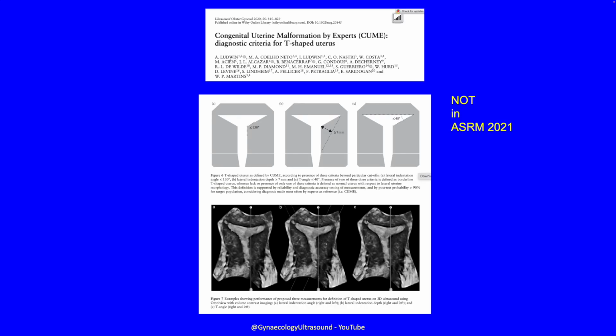And then there's one thing that is not in the ASRM guidelines or in Yurkovic's paper from 2003, and that's the T-shaped uterus. And people are finding it difficult to get a consensus if it's a thing or how you diagnose it, what the measurements should be. And so I'm just telling you that that's something that's not covered, and we don't describe that at the moment.